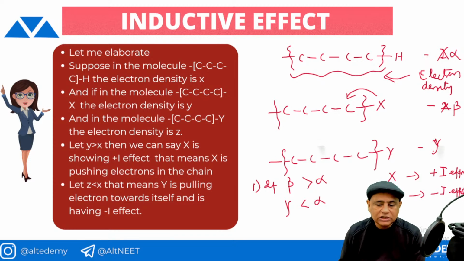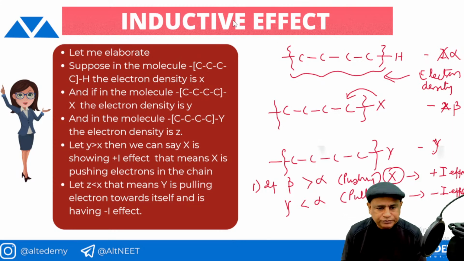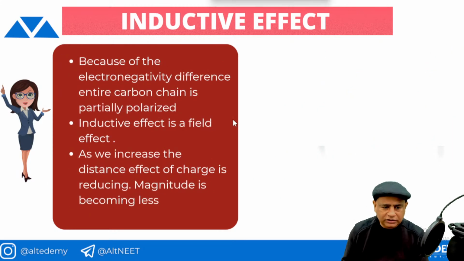Could you get this? We have two types of phenomena that we have talked about. One is a substance which is pulling the electron, another is a substance which is pushing the electron. The species which is pushing the electron, we call this having positive inductive effect. A species which is pulling the electron, we call this a negative inductive effect. Why do we talk about it?